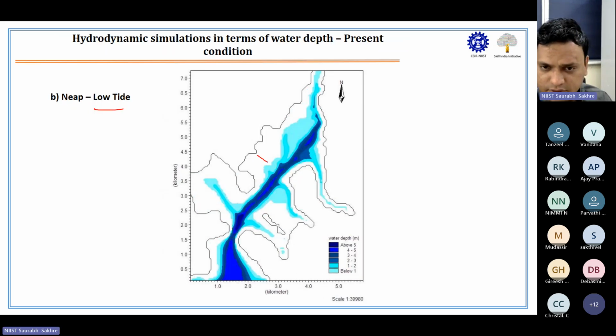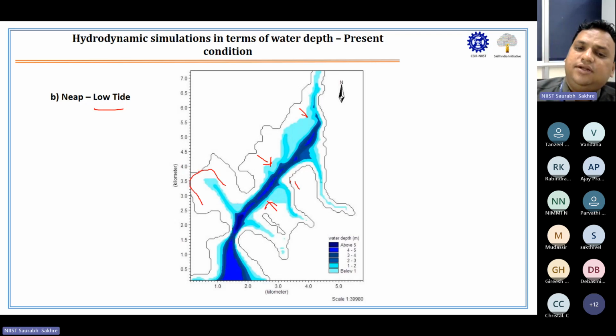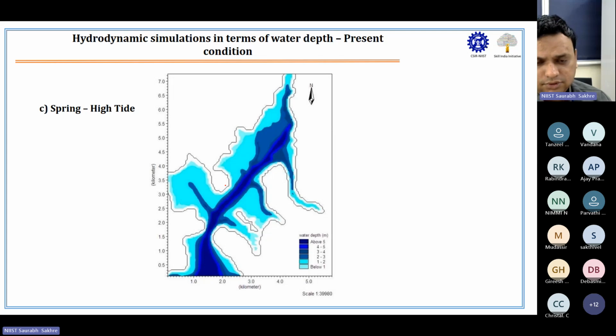Then neap low tide. Naturally, when it is low tide, water will be nearer to the creek. Toward the center of the creek, this area will be empty. That is the reason you can feel the wetness in sand, but no water. Okay, so this is neap high tide. This is neap low tide.